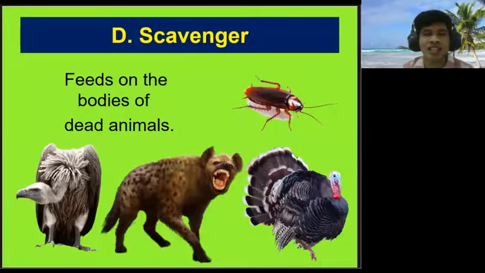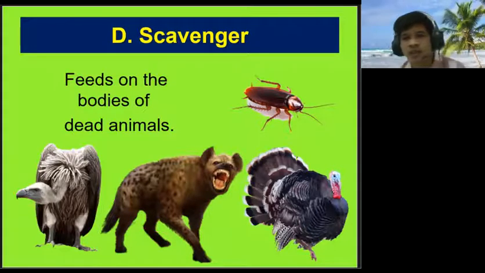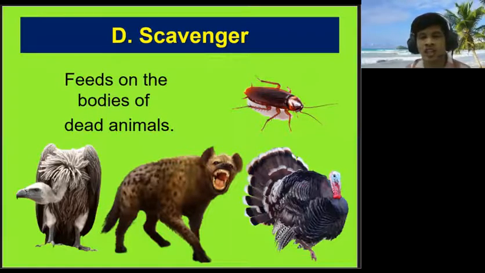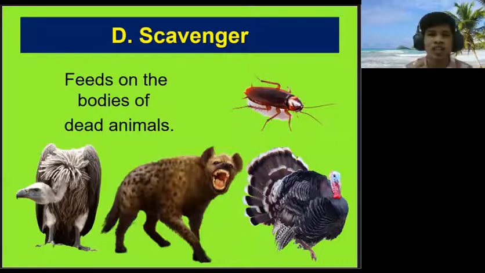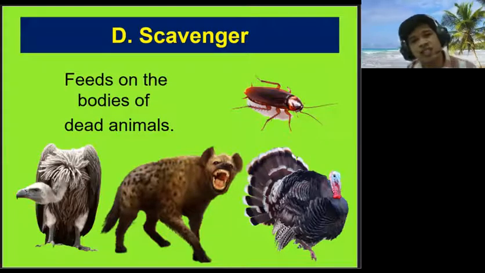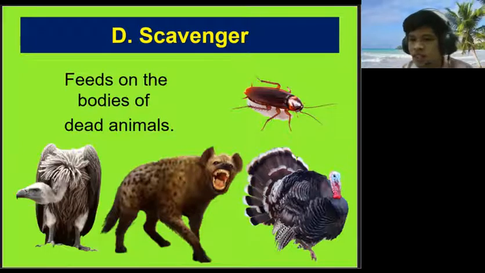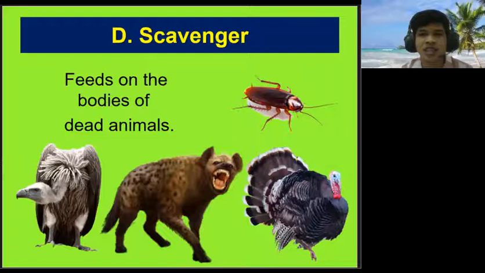These are the 4 different types of organisms, right? So remember, the first one is herbivore. Number 2 is carnivore. Number 3 is omnivore, and letter D is scavenger. Okay, scavenger, right? So let us proceed with the next one, decomposer.